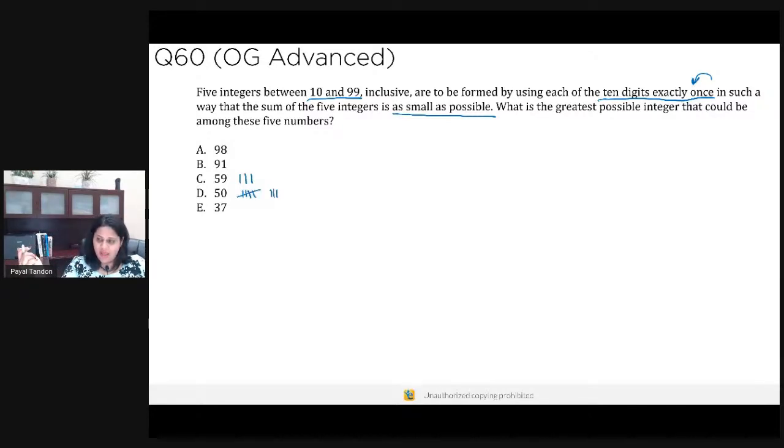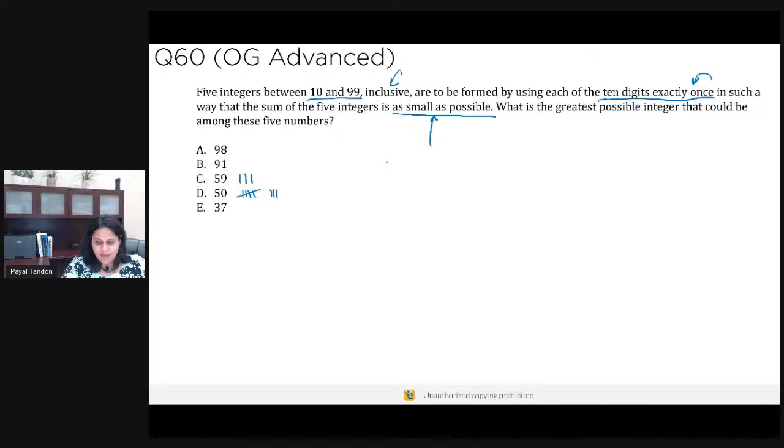That's very, very important. Now, 5 digits exactly once, which means that you cannot have 99 as a number, even though it says it's inclusive here. But really what it's saying is that you cannot have any repetition. If you've used 9 for the tens place, you will not be able to use 9 for the ones place, and vice versa. Now, if the sum of the 5 integers is as small as possible, then how would you make those integers such that the sum is as small as possible?